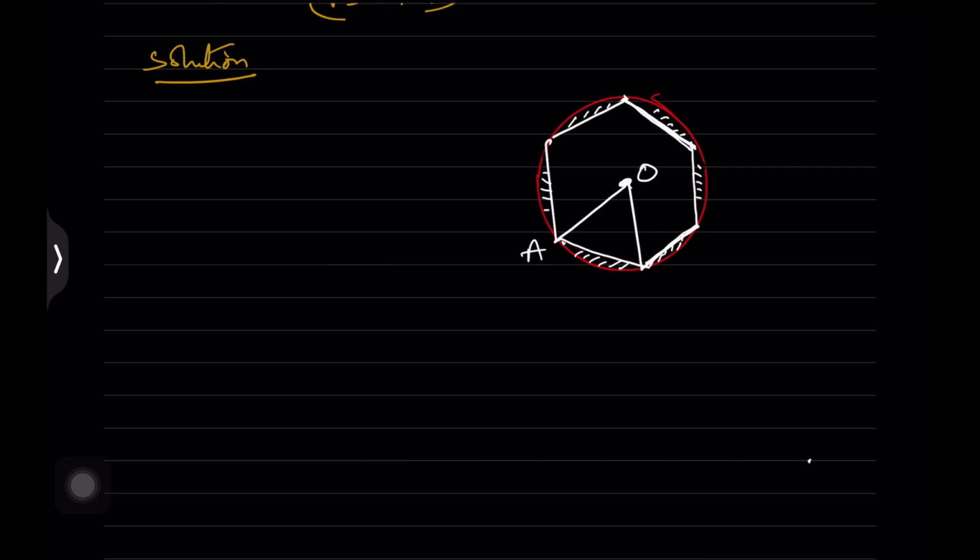O, A, B, 60 degrees. This is 28 centimeters. This is also 28 centimeters. So now here R is equal to 28 centimeters, and theta is equal to 360 by 6 because they are divided into 6 equal parts. You will have 6 equal sectors. So the angle made by those is 360 divided by 6, which is equal to 60 degrees.